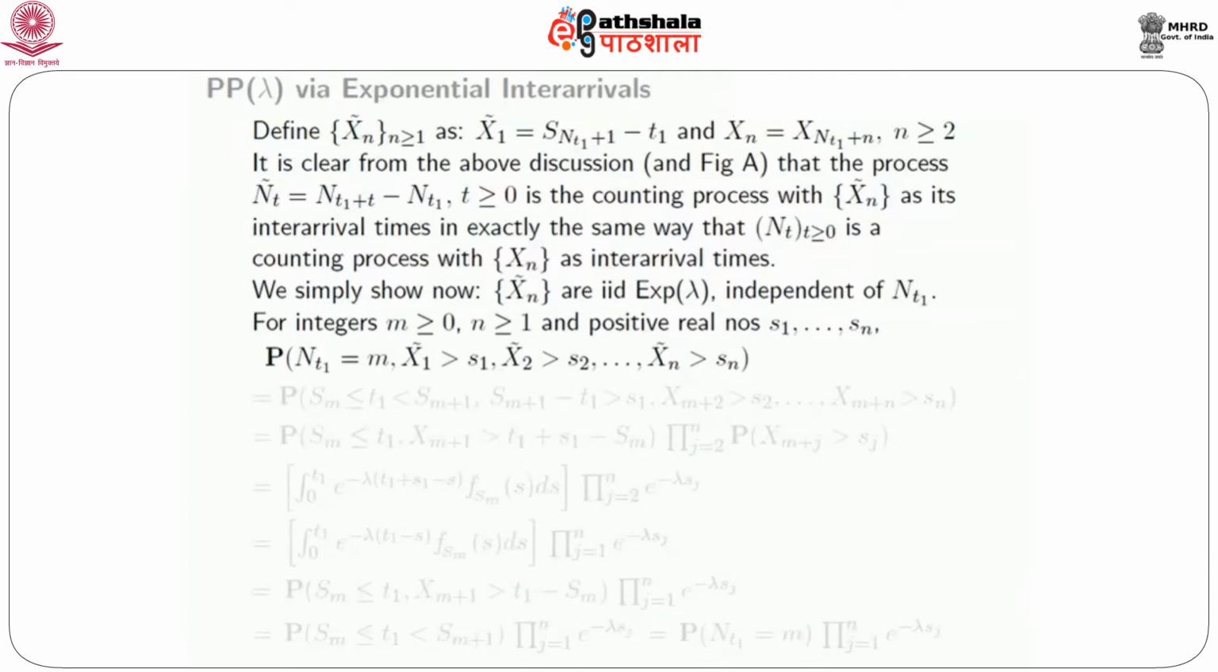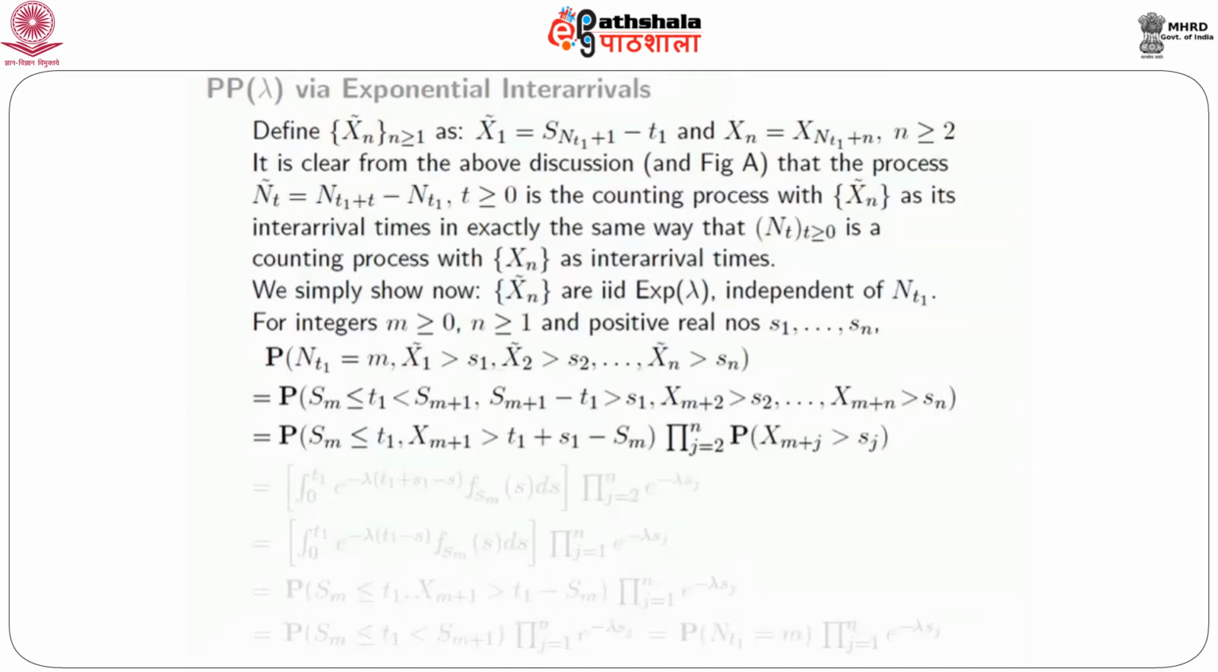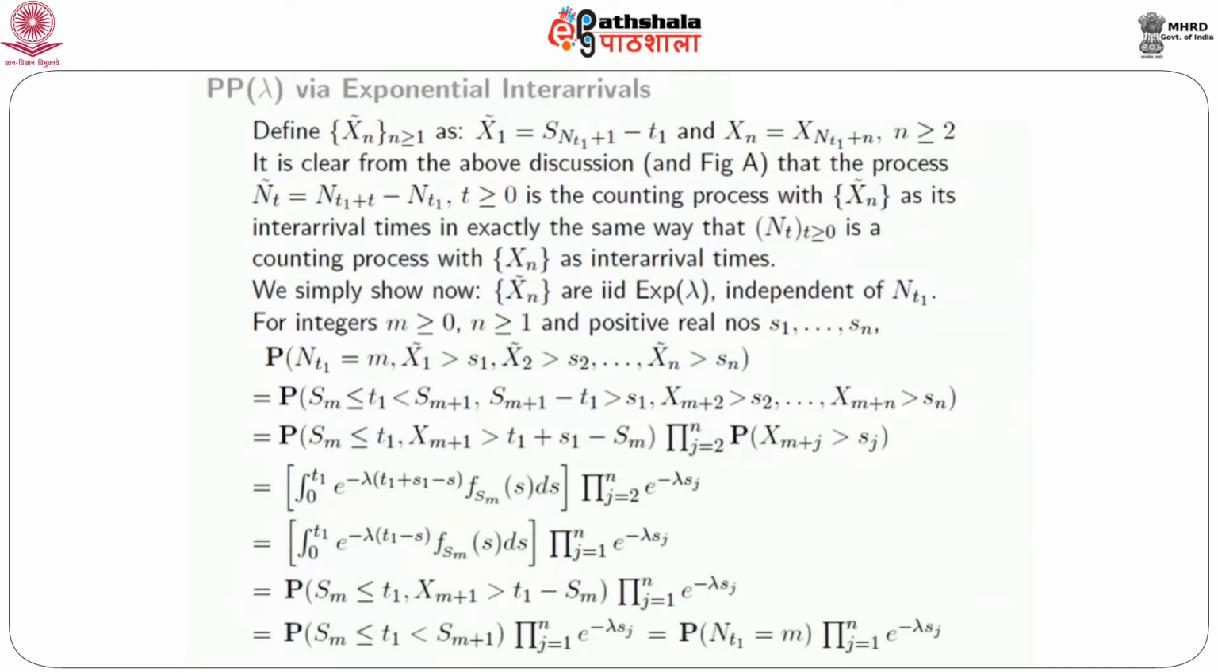So to do this, fix integers m greater than or equal to 0, n greater than or equal to 1, and positive real numbers s1, s2, ..., sn, and look at the probability of this joint event. That is, N(t1) takes the value m and X1 tilde is greater than s1, X2 tilde greater than s2, ..., Xn tilde greater than sn. So this event we are going to write completely in terms of the S sequence. Note that N(t1) equal to m simply says that S_m must be less than or equal to t1, but S_{m+1} must be greater than t1. That is, if and only if N(t1) equals m.